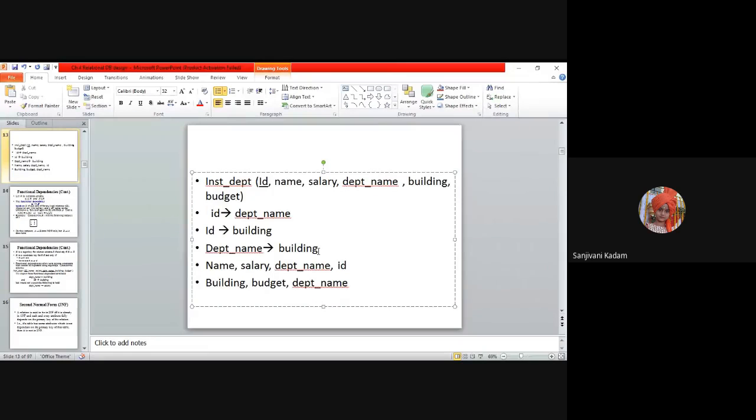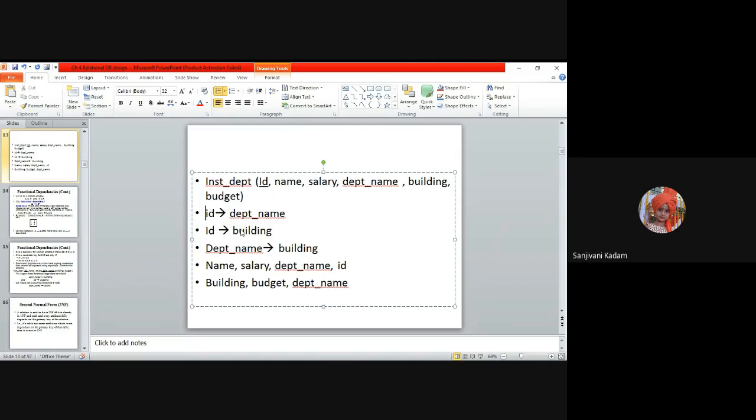So this is how we are dividing the relations. Regarding decomposition, or dividing the relation into multiple parts, we can see that later also. But right now we should learn how dependency works. If I say that name and salary are dependent on the ID, these are individual properties, so yes, these are dependent on the ID. But the building and budget are not dependent on the ID of the instructor.